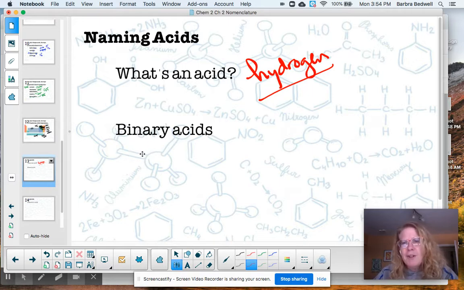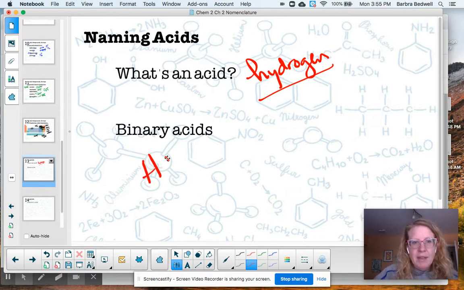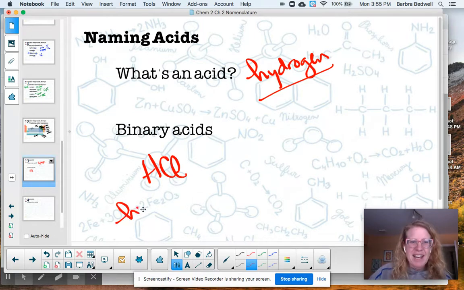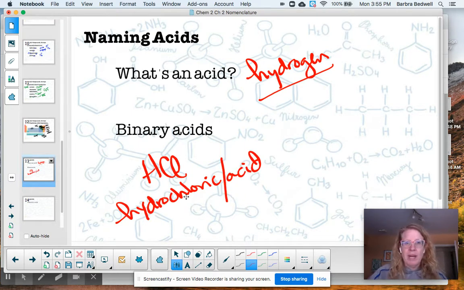So our first category is going to be binary acids. This isn't all that common in terms of all the acids that are out there, but there's a really common example of one that you all have heard of. I know you know what this acid is. This one is hydrochloric acid. Okay, so that's two words. There's the word break. Hydrochloric is one word, and acid is the second word.